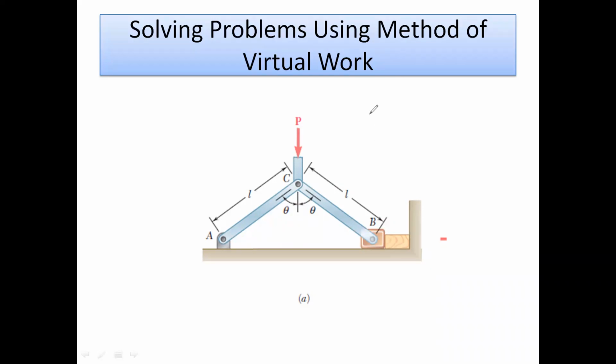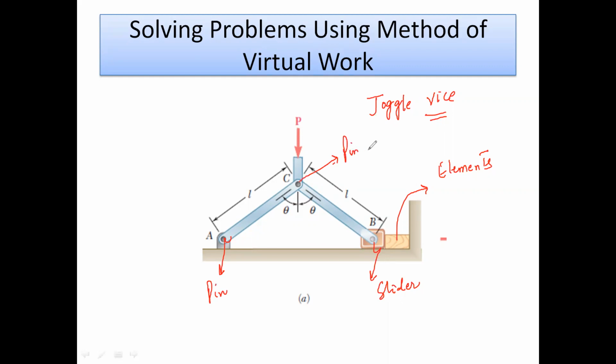Right now, we have an example of what's known as a toggle vise. The function of the toggle vise is to compress the elements. It's used for the compression of the elements. It has member AC, it has member CB, and here we have a slider. Here we have a crank, or we should say a pin connection is here, and we do have a pin connection out here, okay?